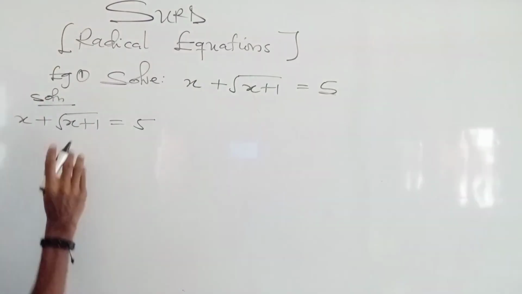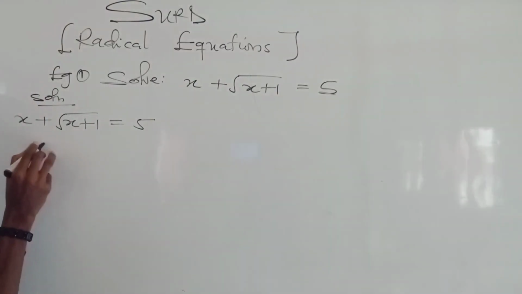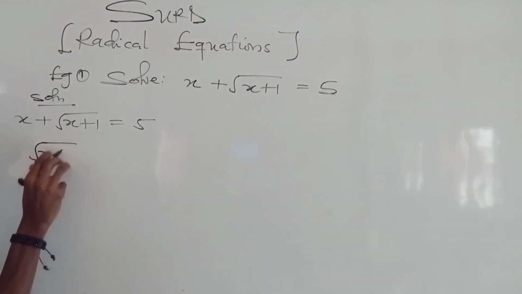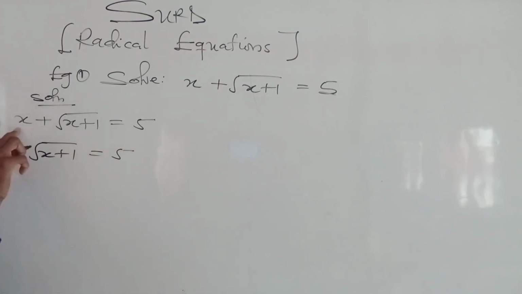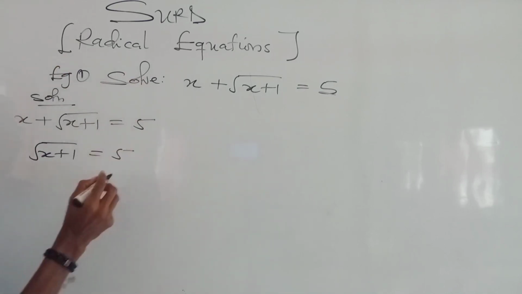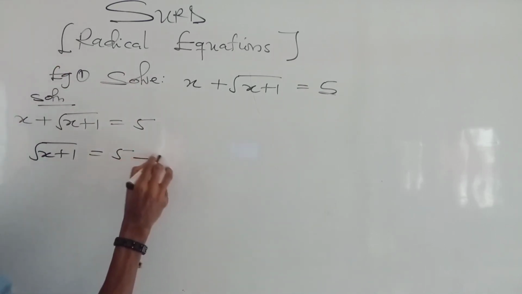So let's go ahead. I'm going to repeat my square root of s plus 1, which is here, equals my 5 there, so that this positive s will cross the equal sign and come and join it, and becomes negative s.